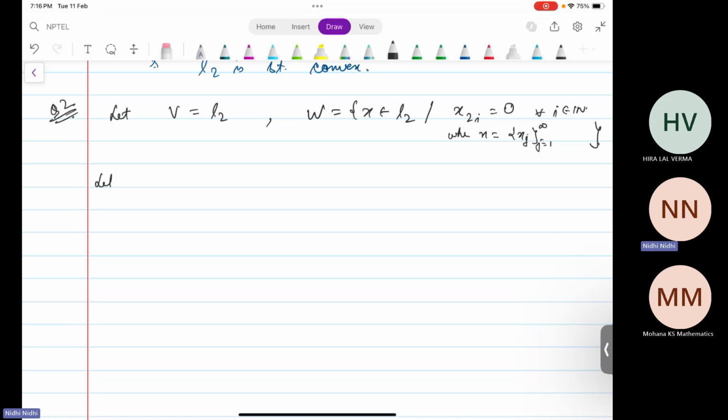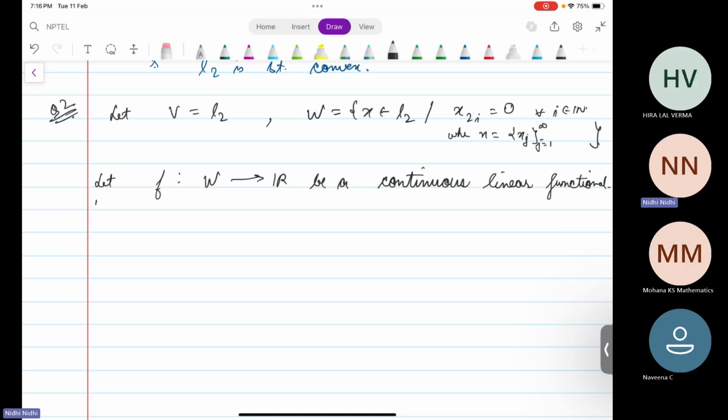Let f from W to R be a continuous linear functional, then its Hahn-Banach extension is unique.